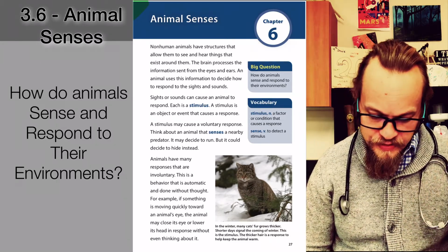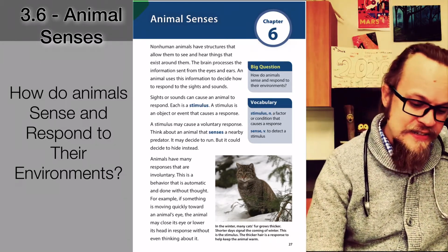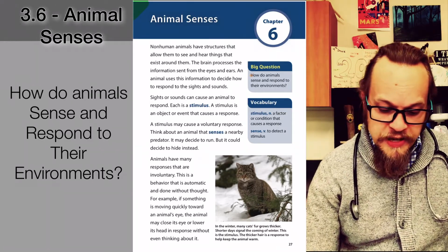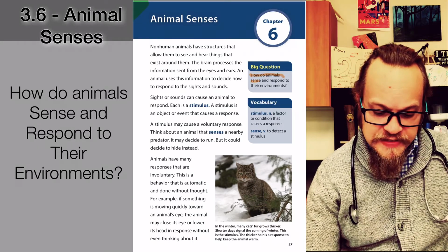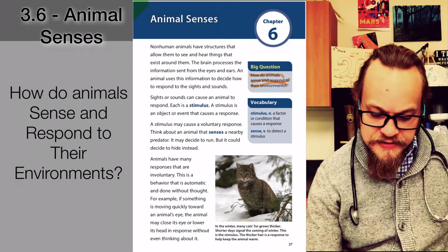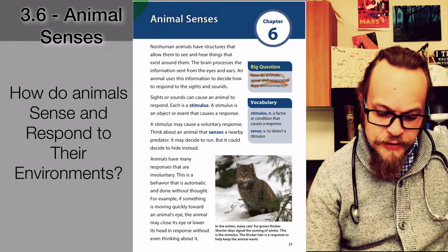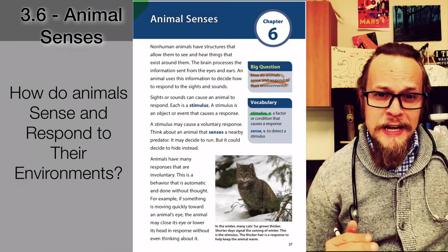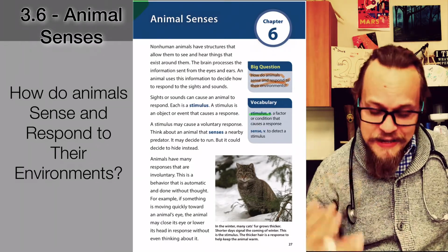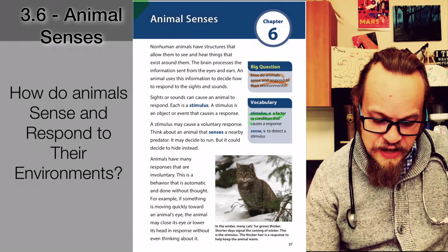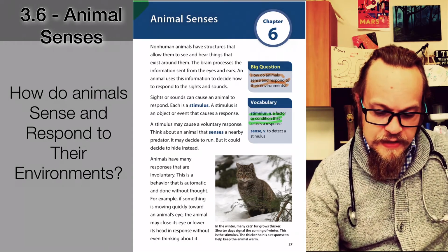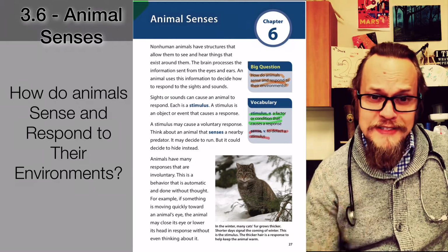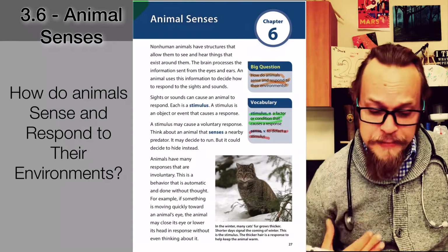So, to start us off, my eyes are immediately drawn to the fact that we have a big question. The big question for this chapter is, how do animals sense and respond to their environments? Okay, and I've got a vocabulary word or two. I have stimulus, not the checks that we've been waiting on for a long while, but a stimulus is a factor or condition that causes a response. And then we have a sense, to detect a stimulus. We use our senses to detect a stimulus.